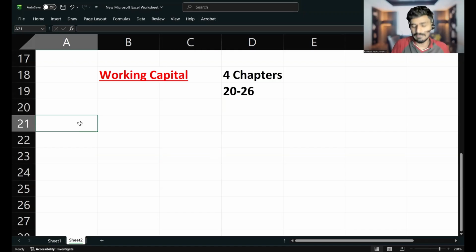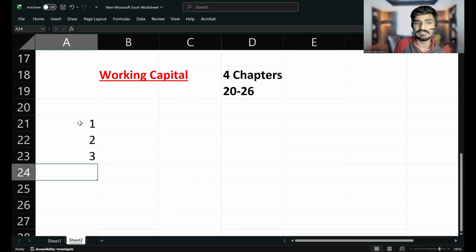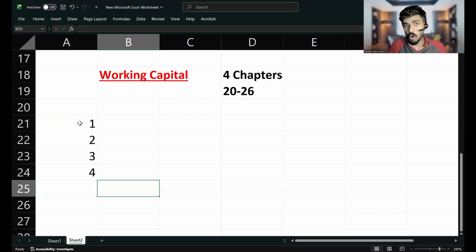As you said, there are 4 chapters. In your Kaplan textbook, you can find that all the chapters under the topic working capital start with the words working capital. The names of the chapters are like working capital management: inventory, working capital management: receivables, working capital management: cash. So all the chapters under working capital have the name working capital.